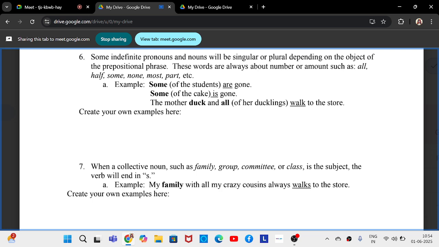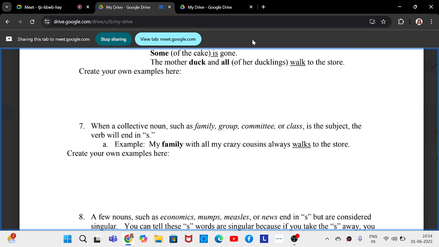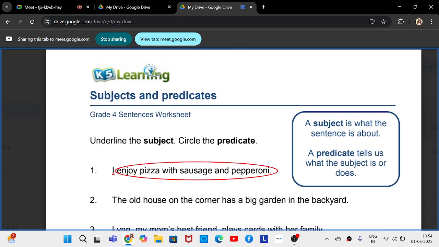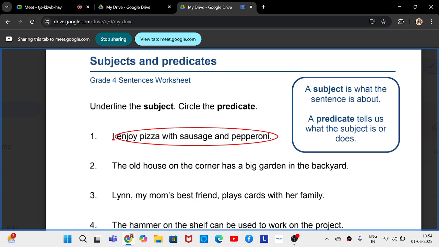Okay, so with this, we can just take a break for today. Now, I will just share a screen. This is actually a practice for you to do the identification of subject and predicate. Those who want to know what is a subject and predicate, I explained it in the beginning. A subject is what the sentence is about. A predicate tells us what the subject is or what the subject is doing. Subject means about whom or what you are speaking in a sentence. Predicate means what you are telling about the subject or what the subject is doing. That is called the predicate.